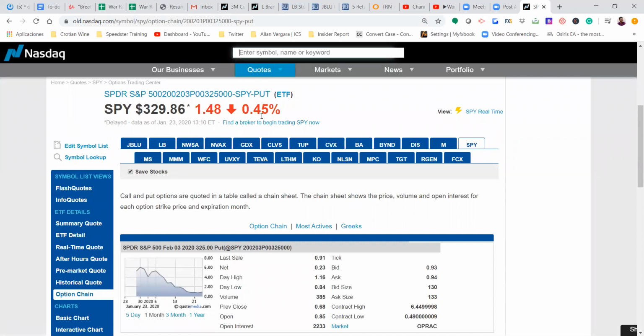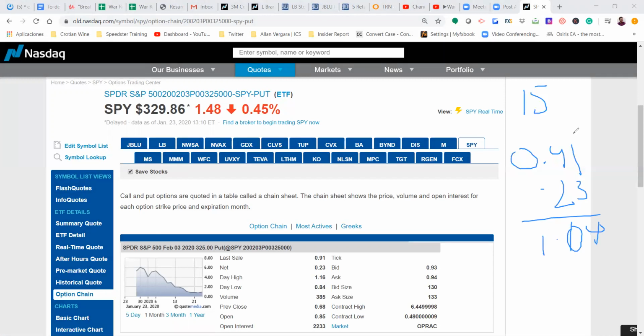So the S&P went down actually about what, 20 points today? Let me double check. No, actually 15 points. So the S&P went down 15 points. If we go another 15 points down, we get the same pattern. That will be another 23 cents. So 0.91 plus 23 cents gives us $1.14. And then if we get another 15 points down, that will give us another 23 cents.